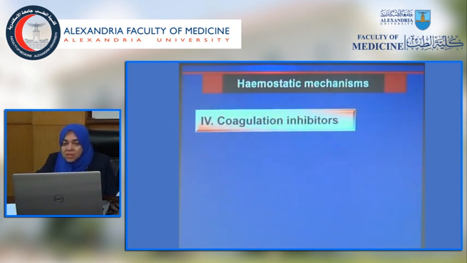Now the coagulation inhibitors. The coagulation inhibitors, they circulate in the plasma and they are bound to endothelium and they are here to prevent unnecessary widespread coagulation throughout the body once the coagulation has been initiated. They include protein C and antithrombin.